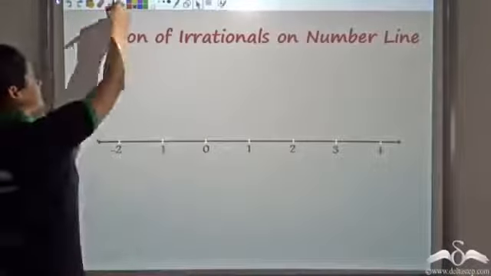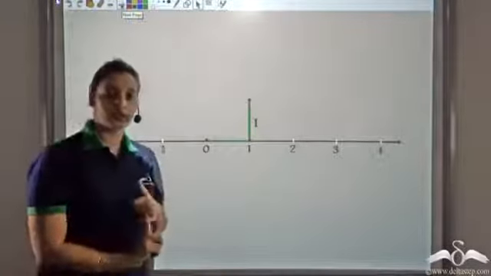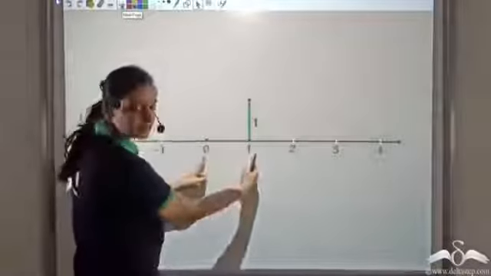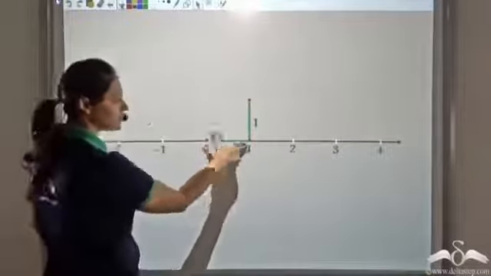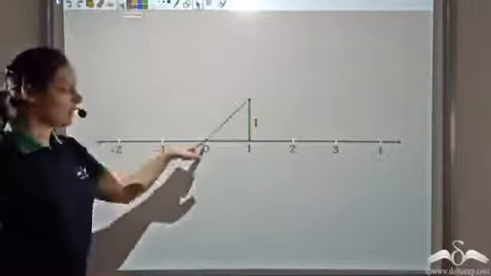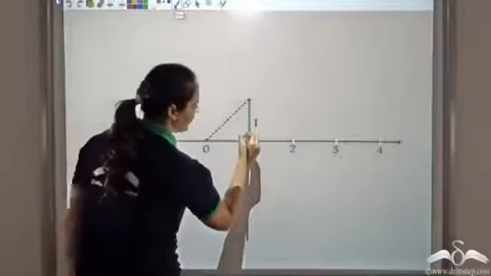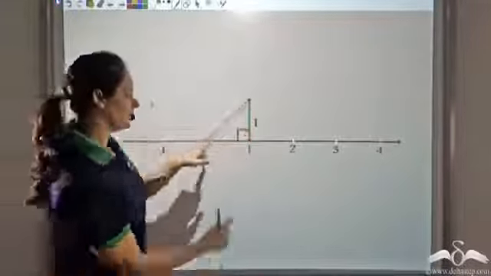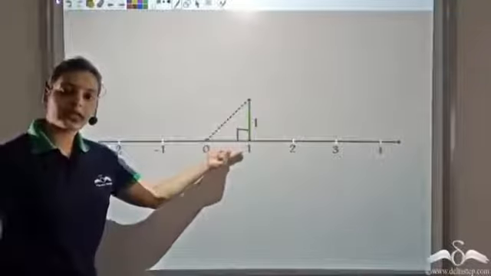So let's start with the irrational number root 2. We want to plot under root 2. We know that it's an irrational number. Now let's take a unit distance here and a unit distance vertically. So this is 1, a unit distance, and this is also 1. Now if I join these two lines, I get a triangle. Not just that, I get a right angle triangle. Horizontal and vertical are at right angles, so I know I have a right angle triangle.